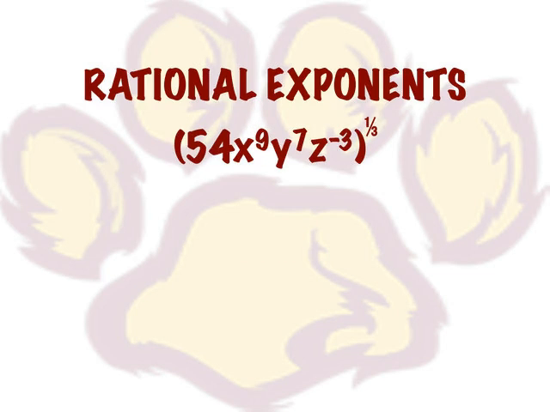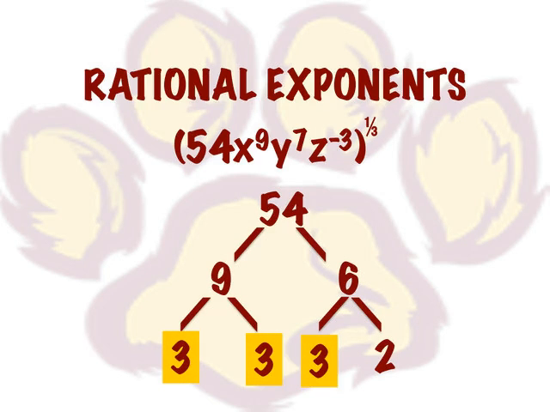Now let's apply everything to this problem. 54 times x to the 9th times y to the 7th times z to the -3rd. And all of that is taken to the 1/3 power. Like we just did in the problem before, we're going to take the 54 and break it down. I broke down 54 into 9 times 6, and then those we further broke down, so we had 3 times 3 times 3 times 2 as our prime factorization.